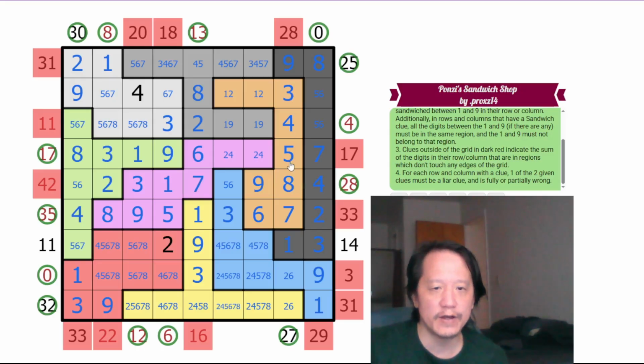3, 4, 5, 7, 8 adds up to 27, and they're between the 1 and 9, and they are not part of those regions. And between the 1 and 9 is 0. So that satisfies that. Okay.